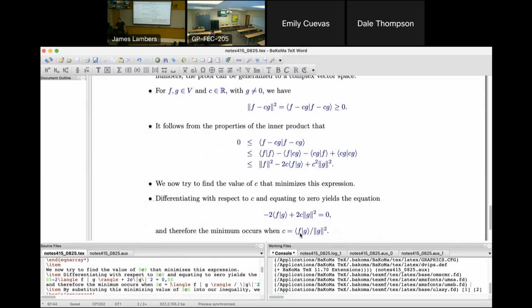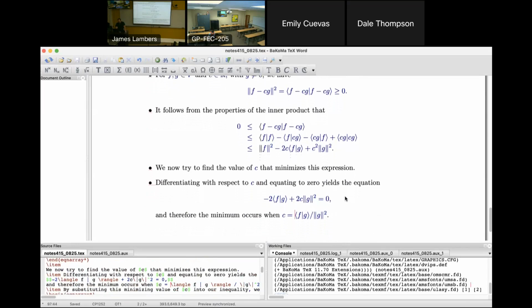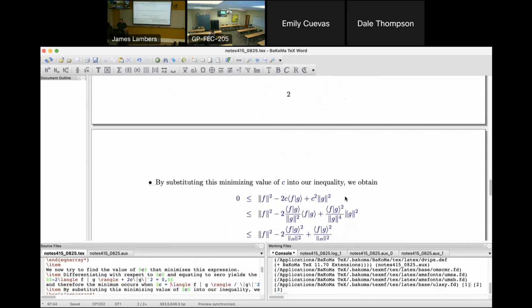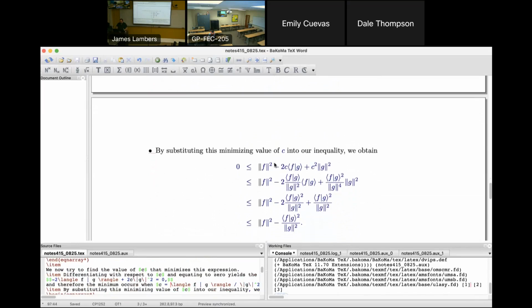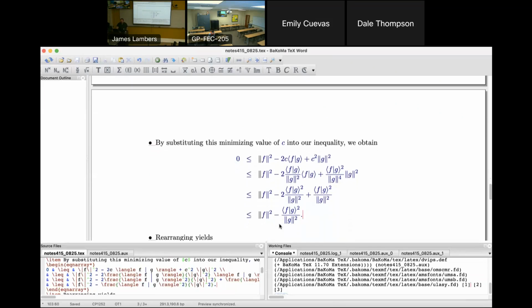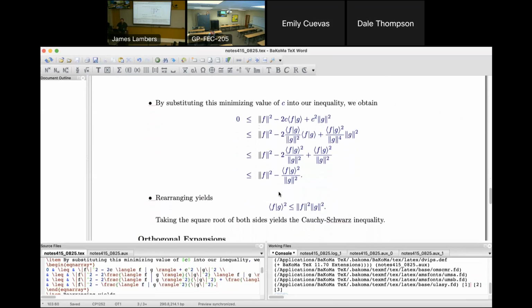And now we can take the value of c and substitute it back in here. So I go ahead and do that, and after a bit of algebra, this is what you get. And since we knew all along that this is greater than or equal to 0, we can just rearrange this and take the square root of both sides of the inequality.